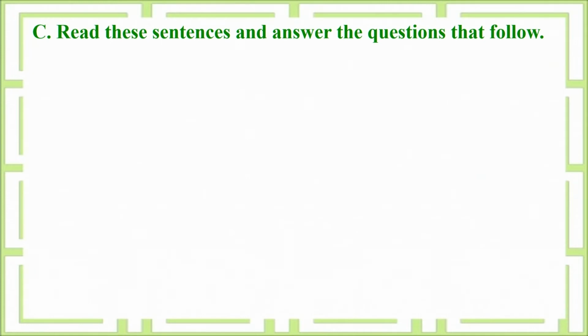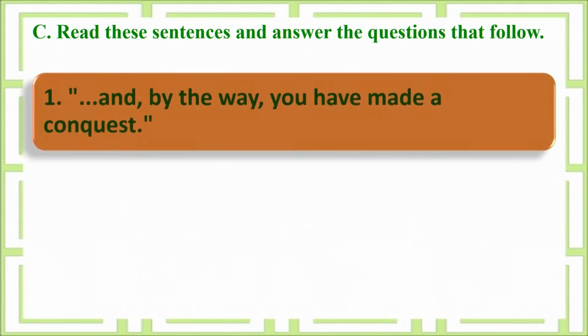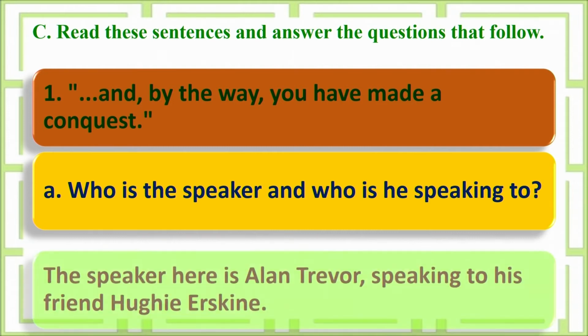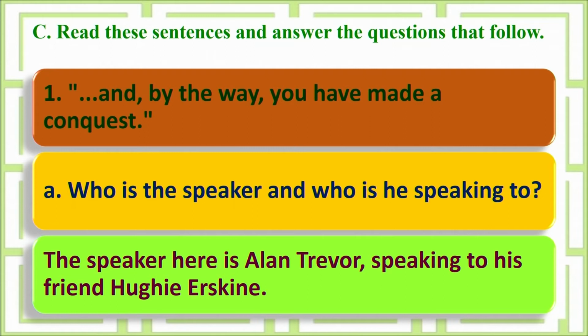And the next one, children. Read the sentences and answer the questions that follow. Read the sentence: "And by the way, you have made a conquest." Who's the speaker here and who is he speaking to? Who tells, "By the way, you have made a conquest"? The speaker is Alan Trevor. And whom is he speaking to? To his friend Hughie Erskine.